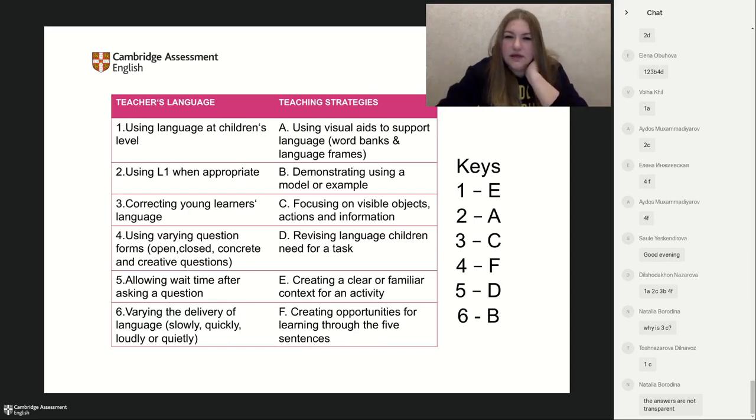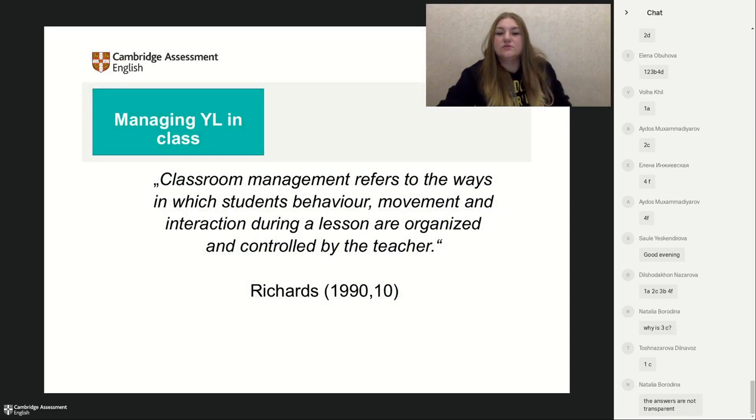Okay. Right, very good. Well, the next one, we are moving to classroom, so to managing young learners in class, classroom management. And here is a nice statement about classroom management. So classroom management refers to the ways in which students' behavior, movement, and interaction during a lesson are organized and controlled by the teacher. So students love having fun in the classroom, and they're quite noisy, as you said, and I agree. But we have to set kind of rules to use in the classroom and to control all this creativity.